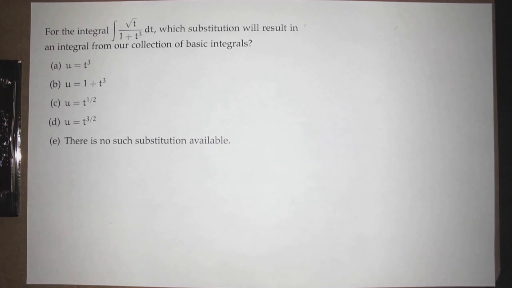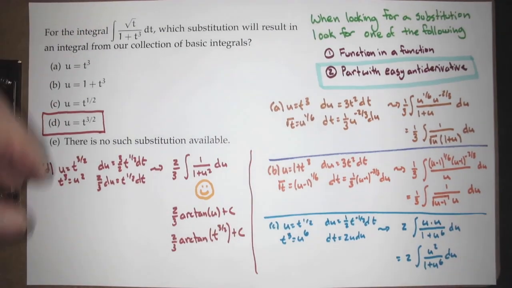There are some options here: t cubed, 1 plus t cubed, t to the 1/2, t to the 3/2. And then there's a 5th option, because we had to have 5 options. It says none of these really work. There's no such substitution available to us. What's the answer? D. The answer is D, t to the 3/2.